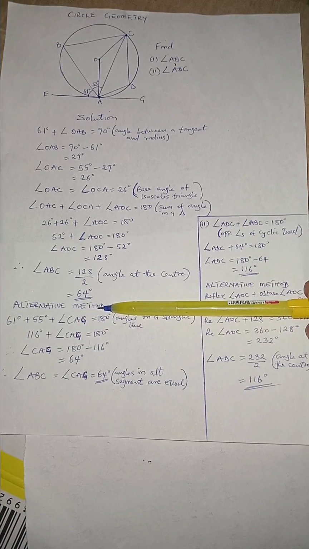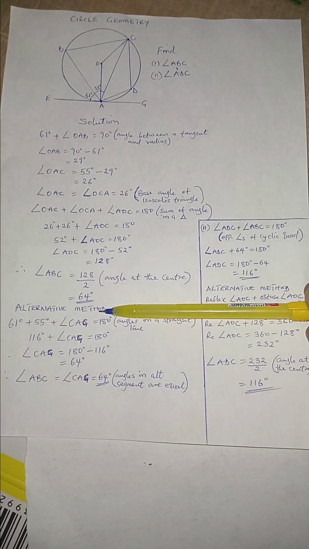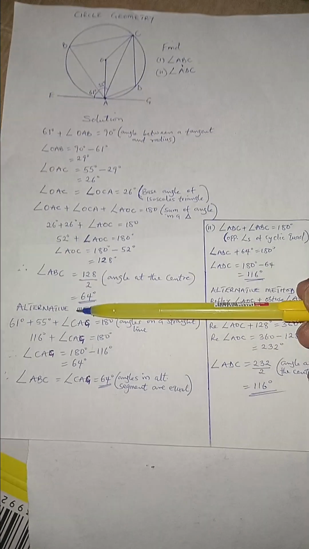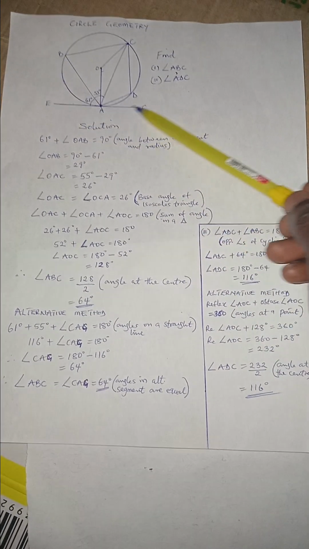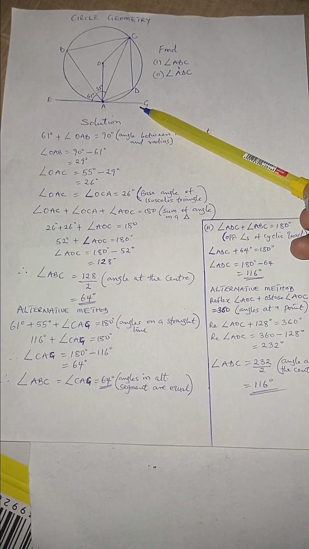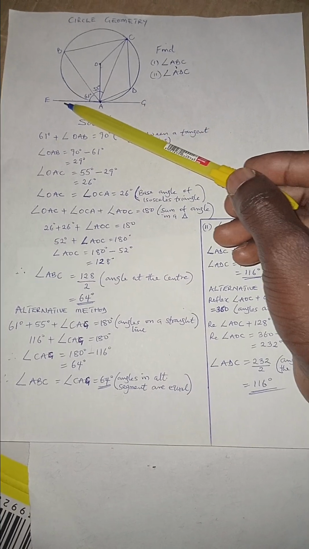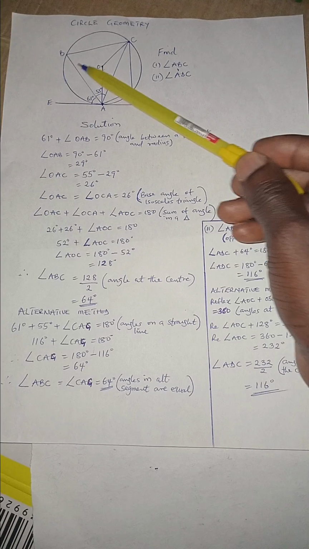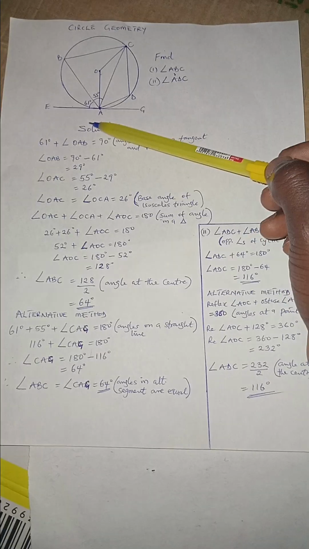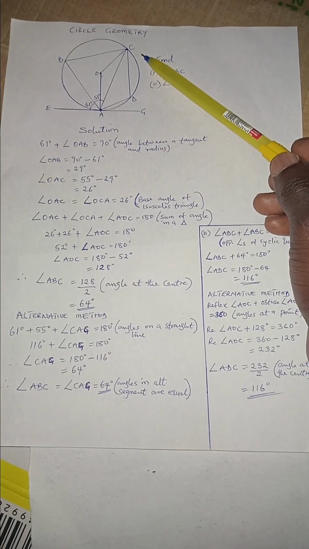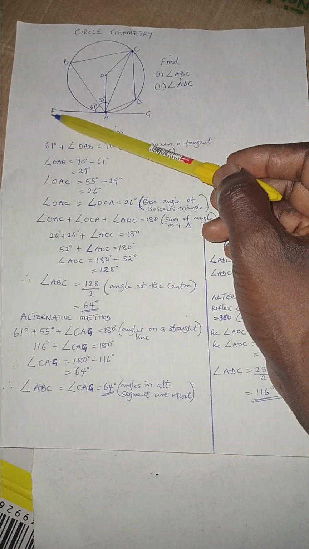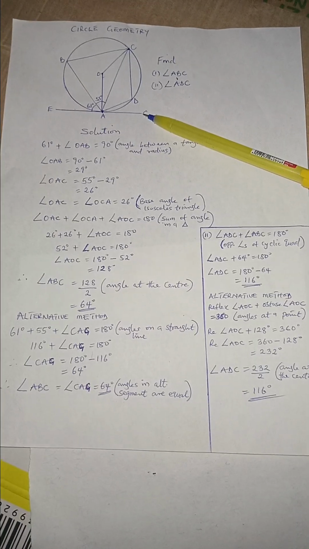There is an alternative method we can use. That alternative method is faster and seems simpler if we know the theorem. From this diagram, this is a tangent, a straight line. On that tangent, we have three angles: angle EAB, angle BAC, and angle CAG.